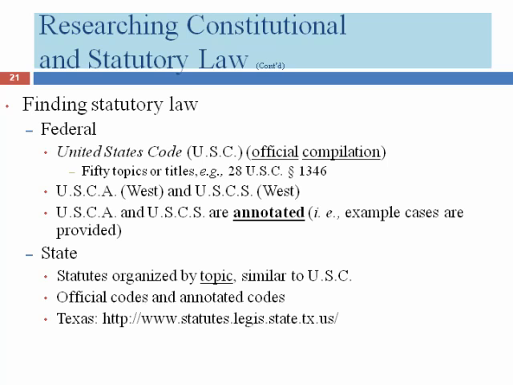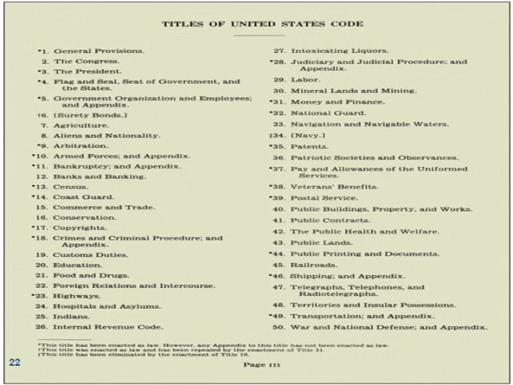Okay, example cases are provided. In Texas, our statutes are organized by topic, so all the penal code, all the criminal laws, are in the penal code. All the laws relating to families are in the family code. They're organized in a way that makes it a lot easier to find. For the most part, sometimes there's a question, for example, domestic violence: would you find that in the penal code or would you find that in the family code? Kind of a good question, not obvious what the answer would be.